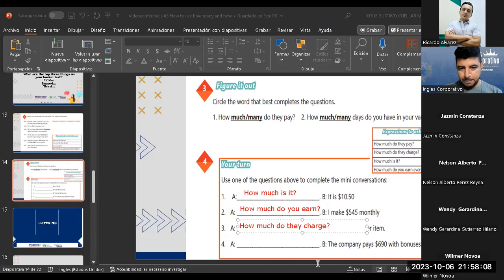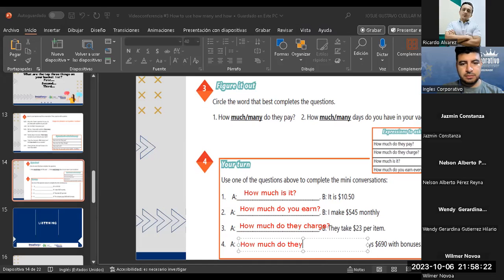Yep, correct. And the last one, the company pays 690 with bonuses. Okay. How much do they pay? Yep, easy peasy. ¿Cuánto paga? That is a very important question, especially when you are in an interview, right? Especialmente cuando estás en una entrevista.